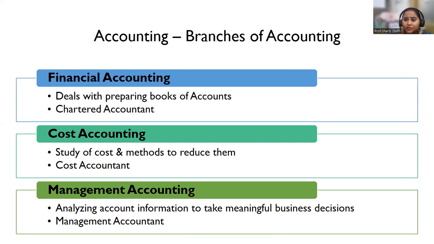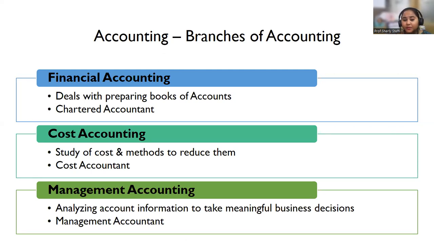Now there are a few branches of accounting. What are the branches of accounting? Financial accounting, cost accounting, management accounting. Let's go one by one. Under financial accounting, what does it deal with? It deals with preparation of books of accounts.